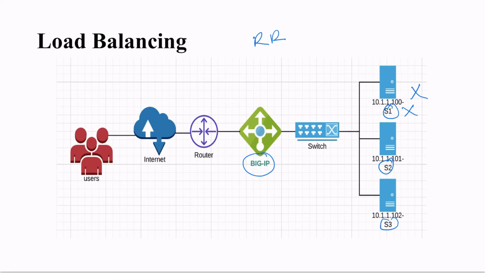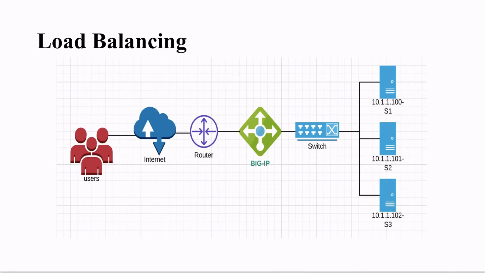If any of the members is overutilized or dealing with a large amount of data, this BIG-IP knows about it, so it will not use that. So this is one method. We can also do load balancing in a different way.